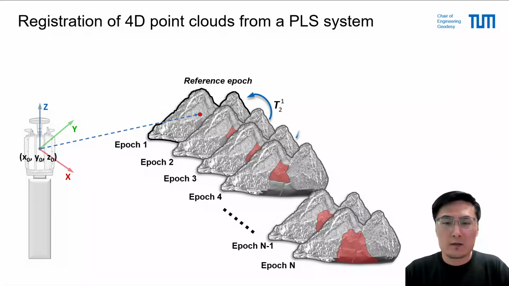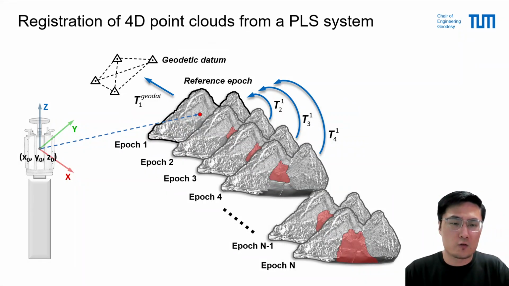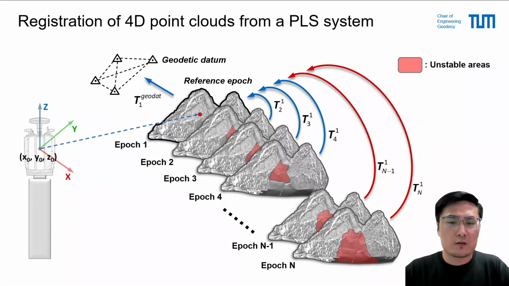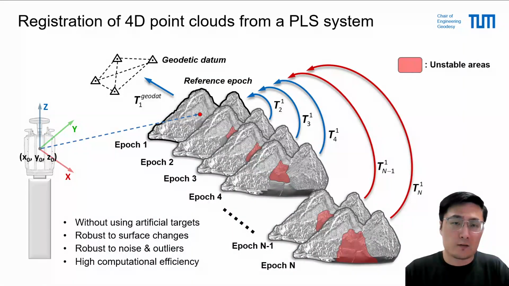So typically we can select the first epoch as a reference and compute the transformations of the subsequent scans to this reference scan. And then we can further georeference all scans to a geodetic datum. However, if there are not sufficient stable targets, the registration only based on point clouds may fail when a large area undergoes changes or deformations. Therefore, we need to develop a robust 4D point cloud registration method that should be target-free and also should be fast when registering, for example, thousands of scans.